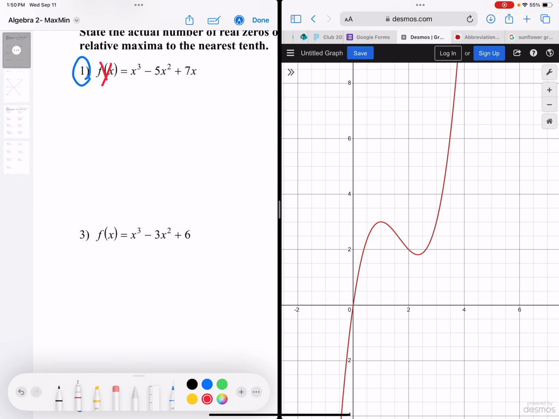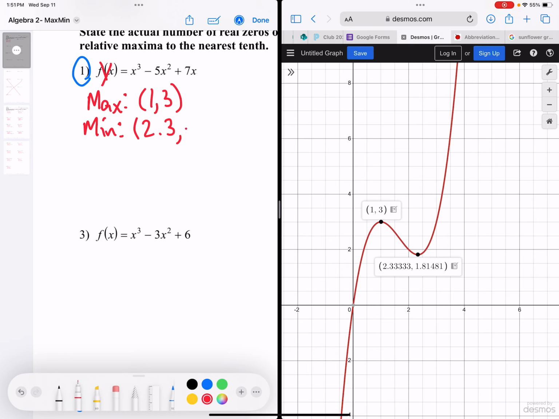On Desmos, the cool thing is if you click on the graph, there's two little gray dots that show up. That's your maximum where 1, 3 is, and that's your minimum right there. The maximum is the top of a hill. The minimum is like the bottom of a valley or the bottom of a wave. So my maximum is going to be the ordered pair 1, 3. And my minimum is going to be the ordered pair, and we're going to round these off to the first digit, so 2.3 and 1.8.